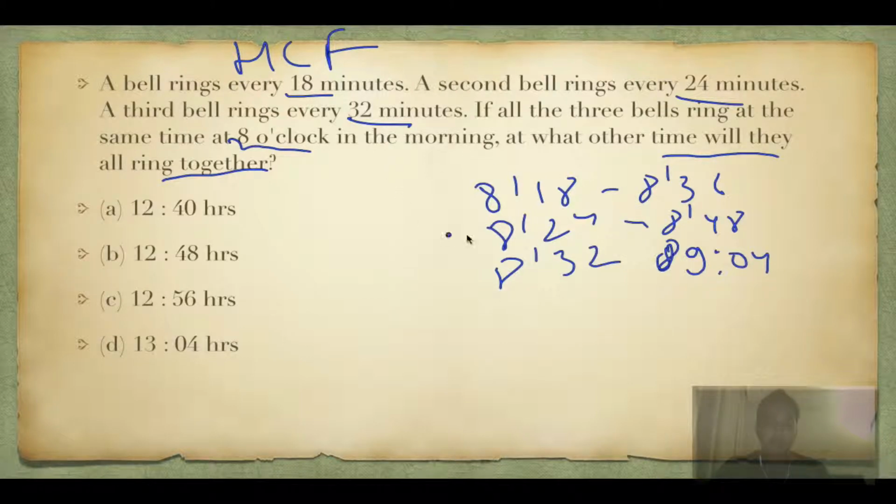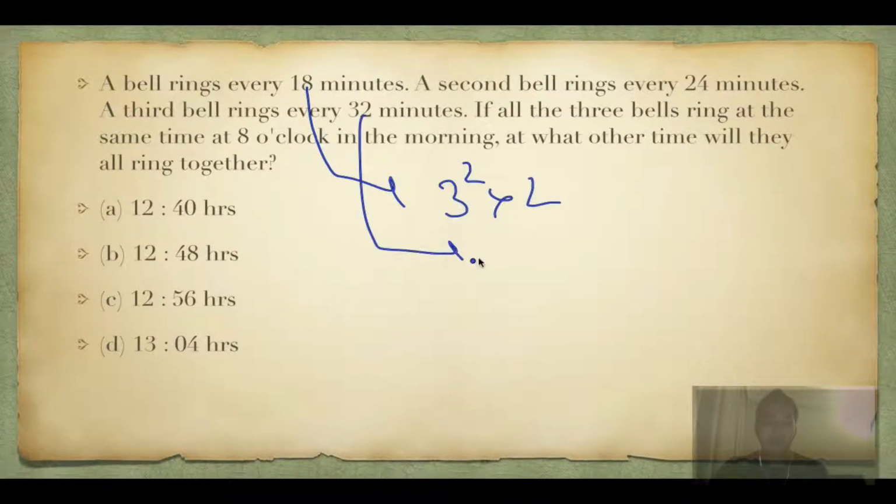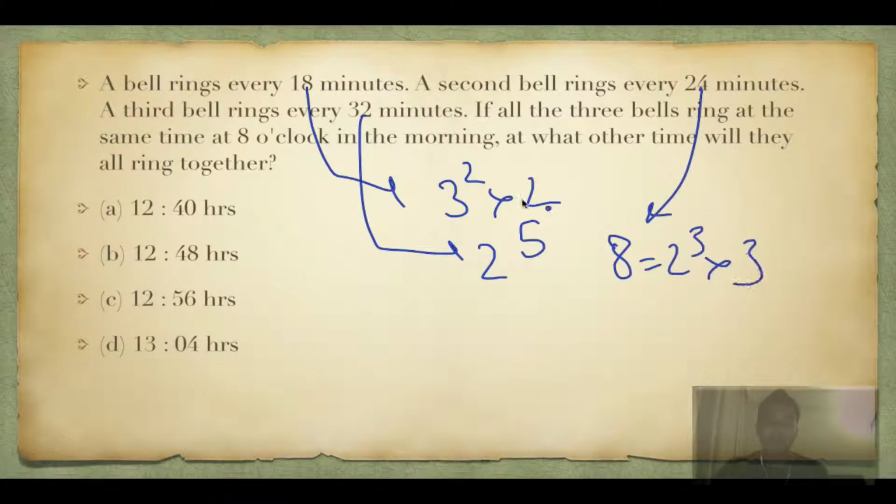Instead, what we can do is find a common multiple among the three. So we take the highest power of each prime number. 18 can be written as 3 to the power 2 into 2. 32 can be written as 2 to the power 5. 24 can be written as 8 into 3, that is 2 to the power 3 into 3. So 3 is already covered here, so no need. 2 is already covered, so no need. So 24 is not needed at all.